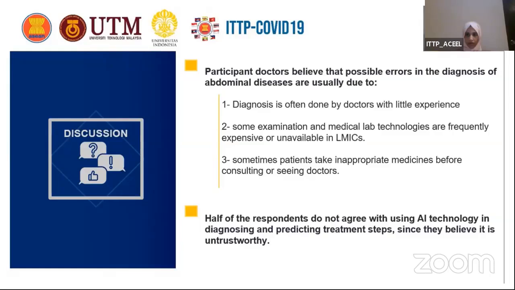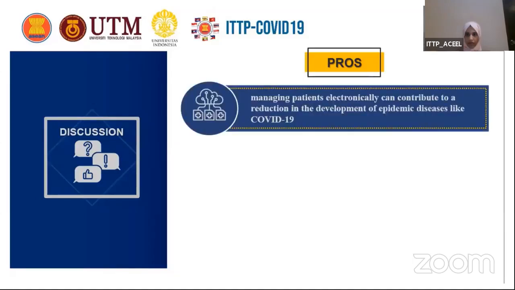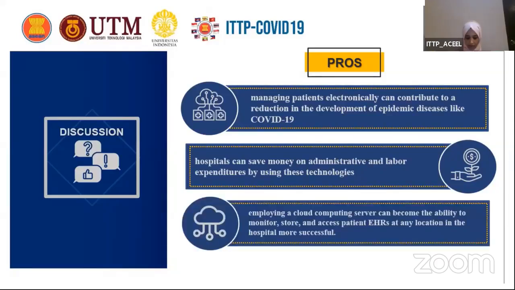So from the results of the survey, we can summarize some of the pros of the system. So firstly, by managing patients electronically, it can contribute to a reduction in the development of epidemic diseases like COVID-19. Also, hospitals can save money on administrative and labor expenditure by using this technology. Additionally, employing a cloud computer server can make the ability to monitor, store, and access patients' EHRs at any location in the hospital more successful.